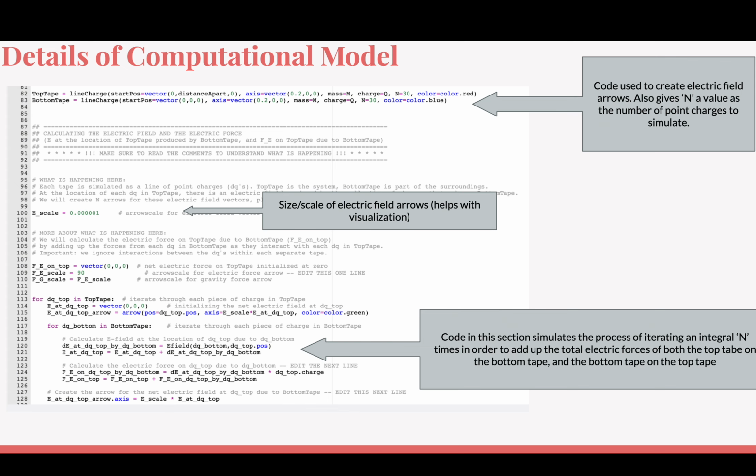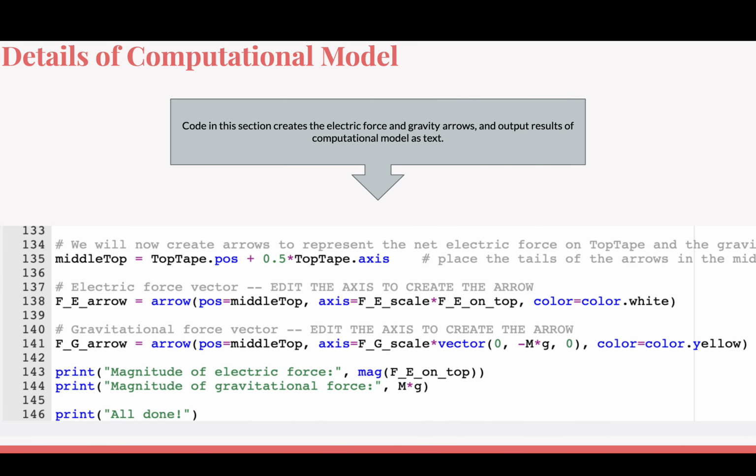The code beginning at line 113 uses the force of the electric field equation. The code in this section simulates the process of iterating an integral n number of times in order to add up the total electric forces of both the top tape on the bottom tape and the bottom tape on the top tape. This final section of code simply creates the electric force and gravity arrows and outputs the results of the computational model as text.